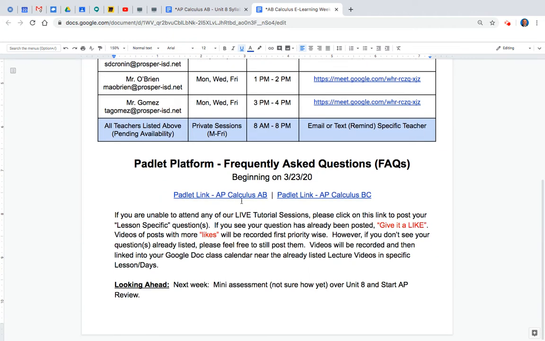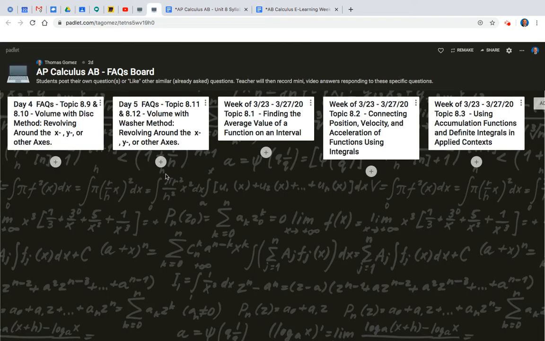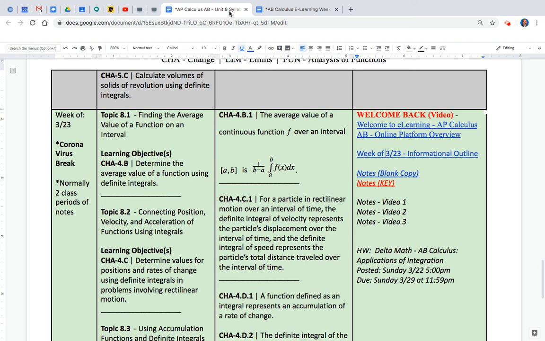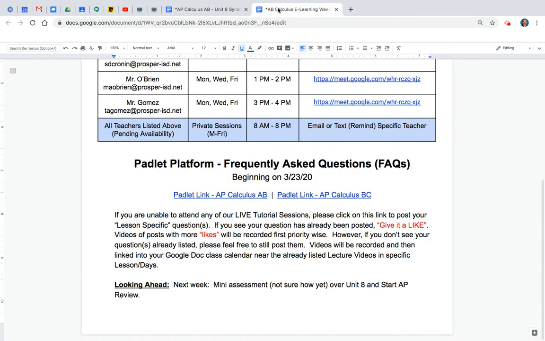One more reminder, Padlet links you have for AB Calculus and BC Calculus that you can post questions from whatever we're doing. We're starting the week of March 23rd right here. Or if you had previous questions, just post it all here and we can answer them either here or even possibly record another video to answer certain questions. Please read the directions as far as how you're going to ask these questions, give them likes and so on and so forth, because those are the ones that are going to be recorded, if they are in fact recorded.